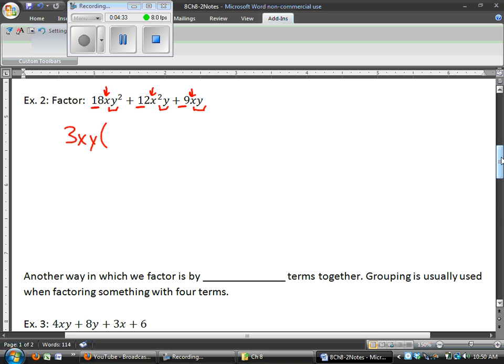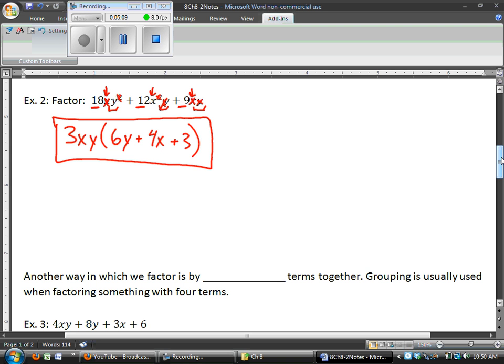Okay. Now we have to go through and actually pull it out. 18 divided by 3 is 6. I pulled out the x, so it's gone. I pulled out one of these y's, so that means all I have is a y left. 12 divided by 3 is 4. I pulled out one of those x's, which means I have an x left, and I pulled out that y, so it's gone. 9 divided by 3 is 3. I pulled out one of the x's, I pulled out that y, so that's all that's left. And this is my factored form. 3xy times 6y plus 4x plus 3.